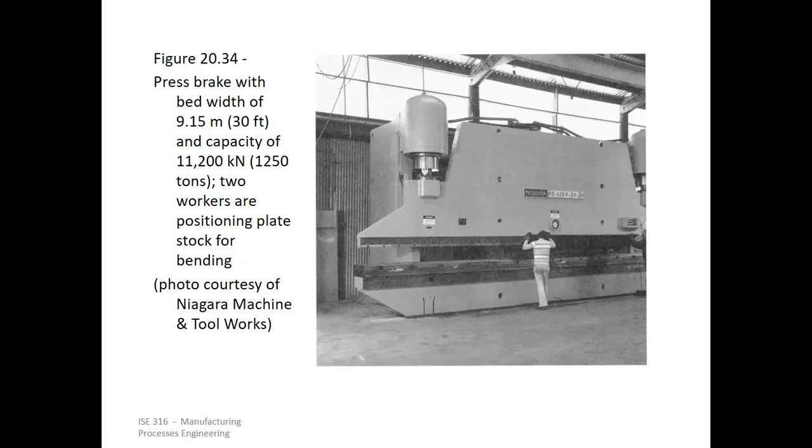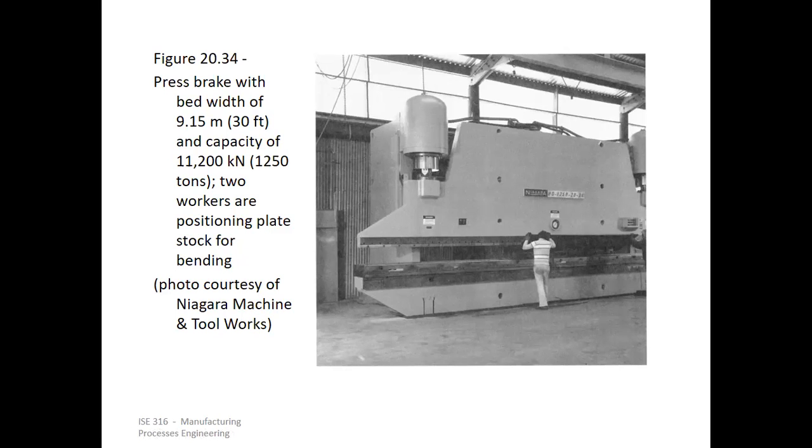So the capacity here is 1250 tons. So this is basically a bending one. You can see here, two workers are positioning plate stock for bending. Here is one worker, here is another one. So to bend that stock, right? That's what we call them. So they're positioning the plate stock for bending, right?